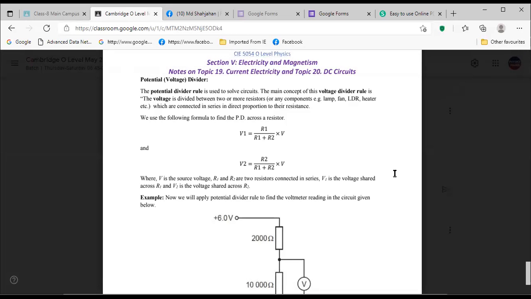The potential divider rule is used to solve circuits. The main concept of this voltage divider rule is that the voltage is divided between two or more resistors or any components, that is, lamp, fan, LDR, heater, etc., which are connected in series, in direct proportion to the resistance. We use the following formula to find the PD across a resistance.